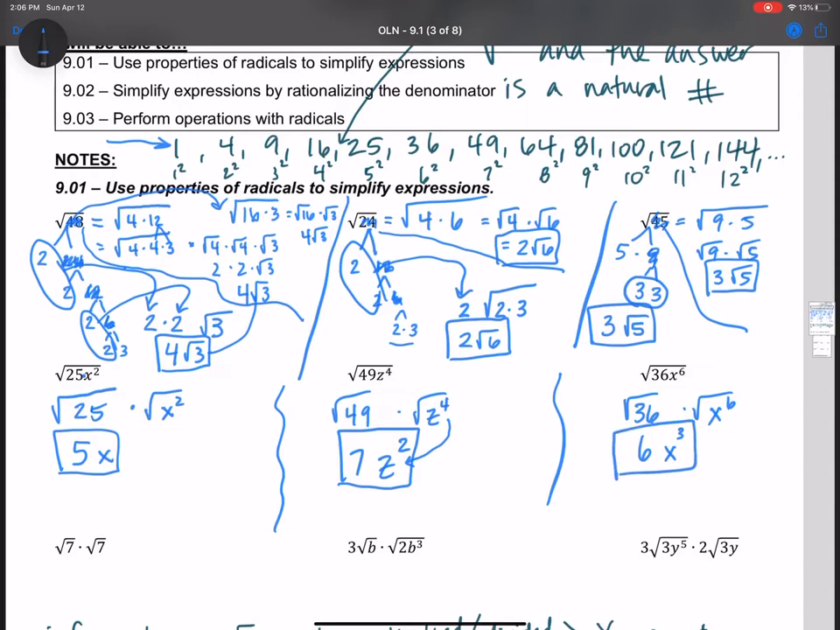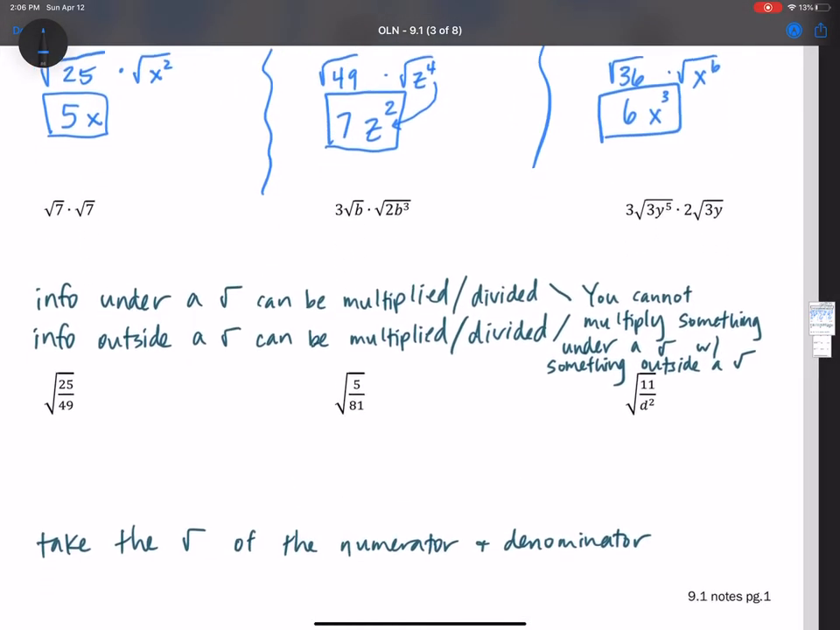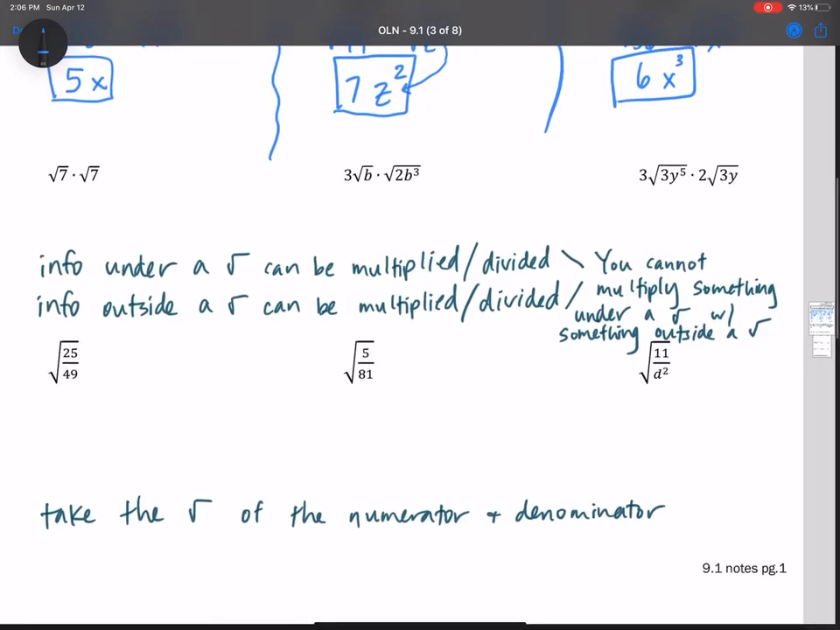All right, let's try a few more. I wrote some notes in here for us. Square root of 7 times the square root of 7.